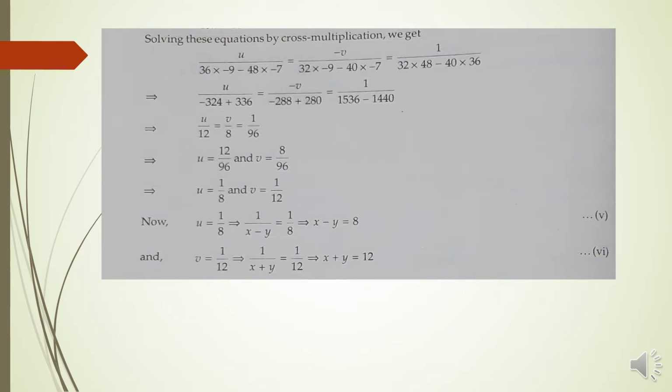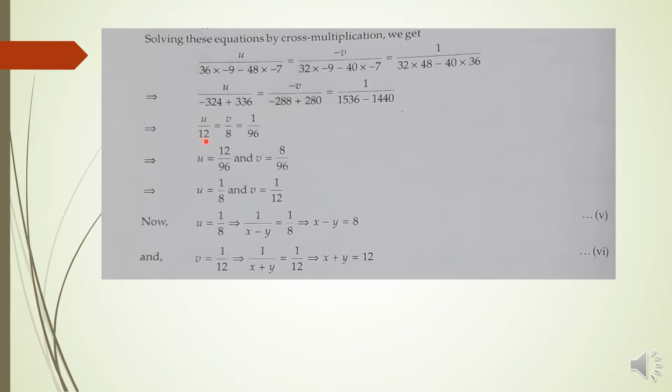On solving these equations by the cross multiplication method, we will get u by, v by and 1 by you need to write. You need to do it by yourself. If you have any doubt, refresh the previous lessons. You will get u by 12 or u by minus 324 plus 336. Try it by yourself and do it.